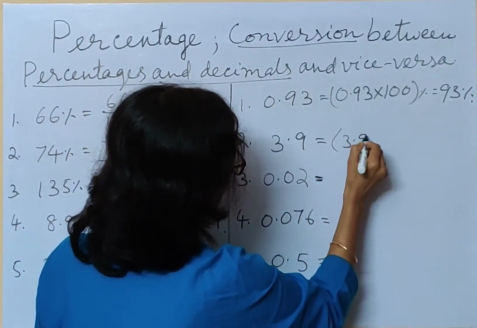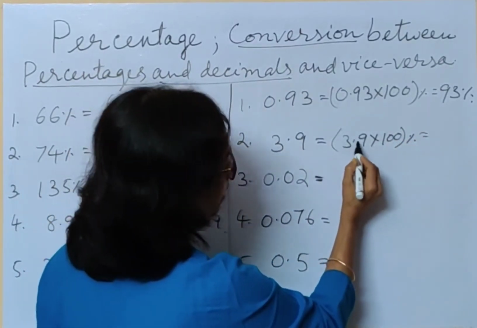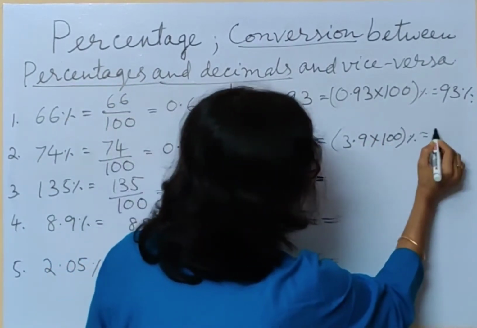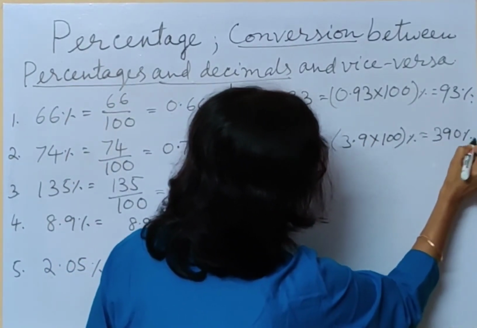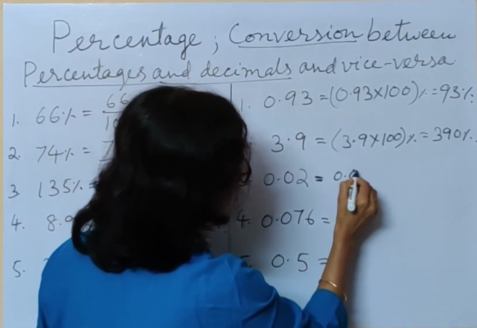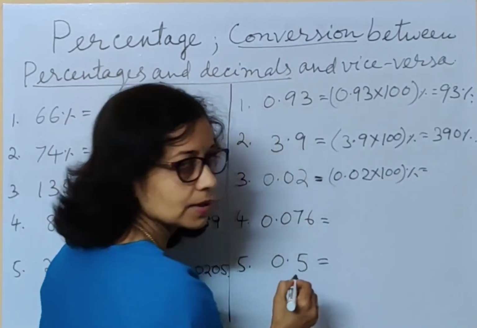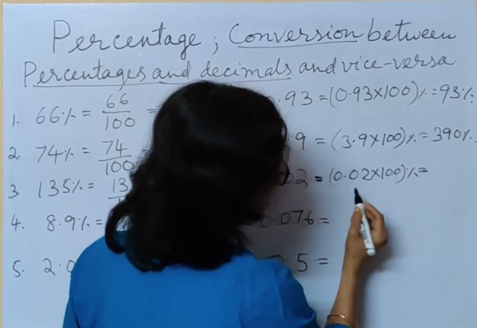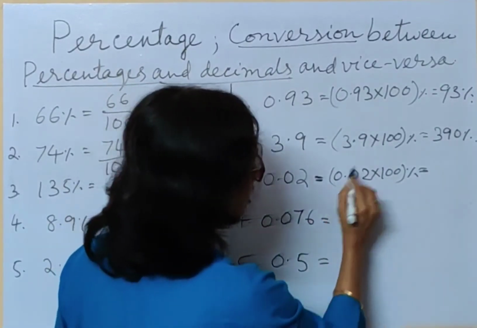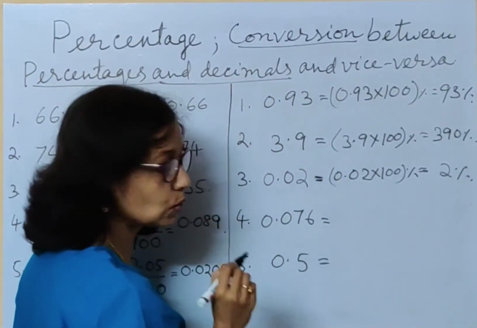So 3.9 multiplied by 100 and the percent symbol. Now with 3.9, you can see 2 zeros, so the decimal point will move 2 places to the right. So 390%. Now next 0.02. So 0.02 multiplied by 100 and the percent symbol. You can see 0.02, so 2 places to the right. The decimal point will move 2 places. So it is just 2%.